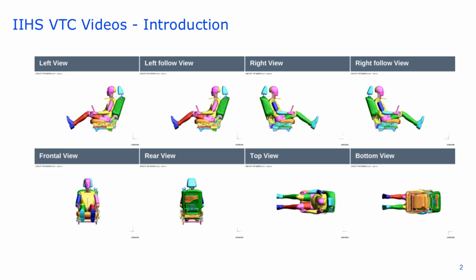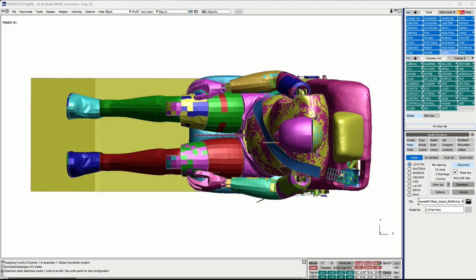You can then adjust and save the views to be reused to capture the videos for future LS-DYNA runs and export the views as videos in D3PLOT. You can also automate the process with a reporter template. First, let's look at the setup in Primer.